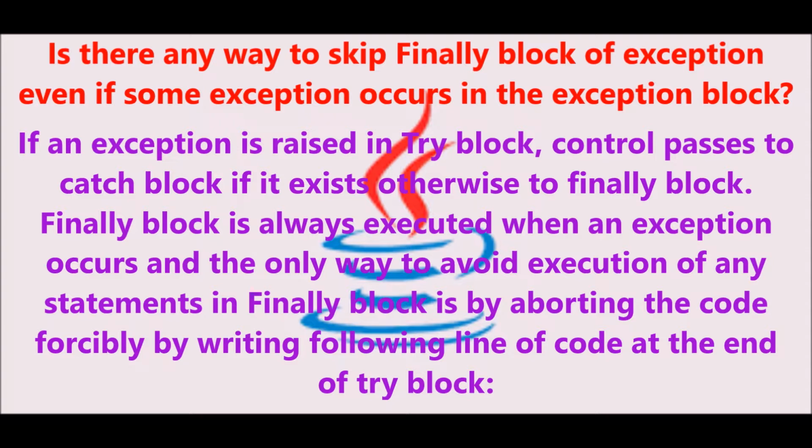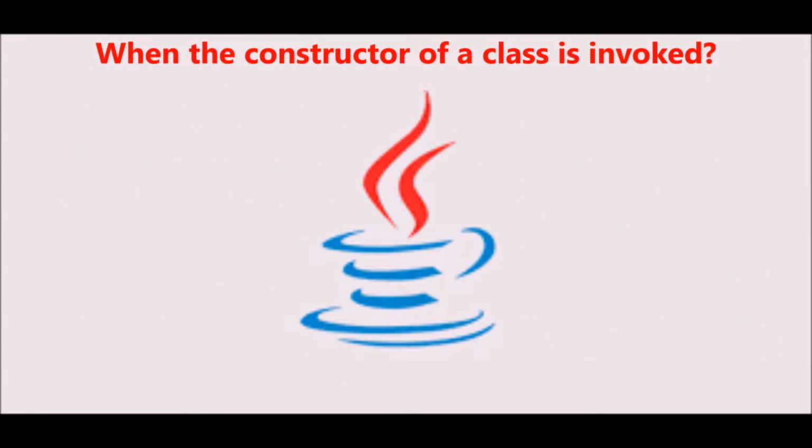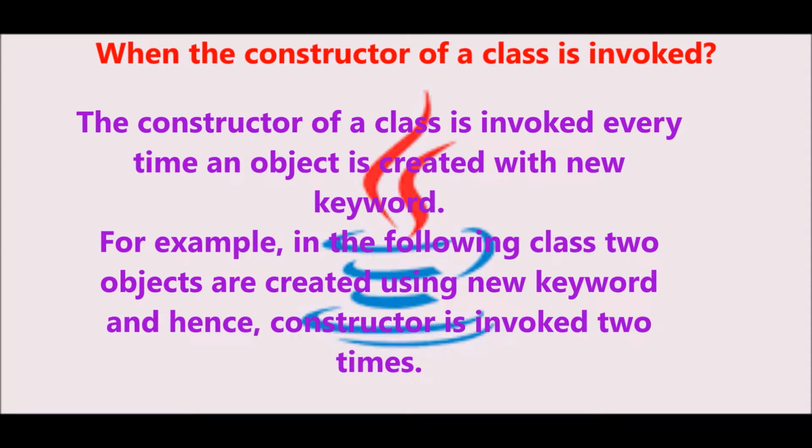System.exit(0). When is the constructor of a class invoked? The constructor of a class is invoked every time an object is created with the new keyword. For example, in the following class two objects are created using the new keyword and hence the constructor is invoked 2 times.